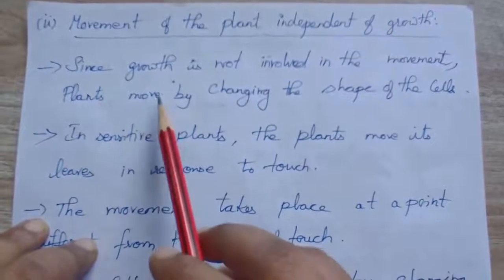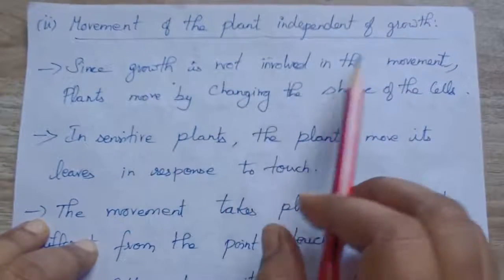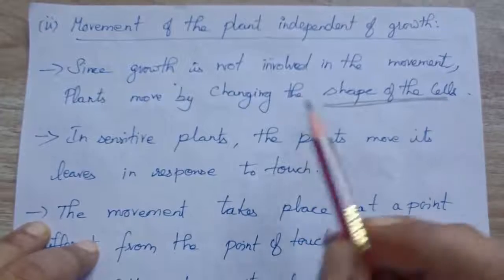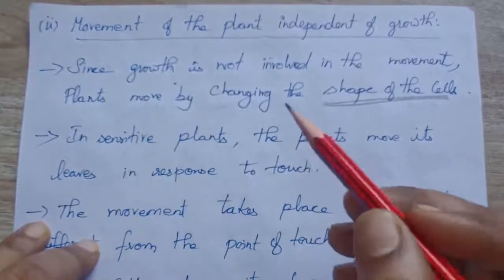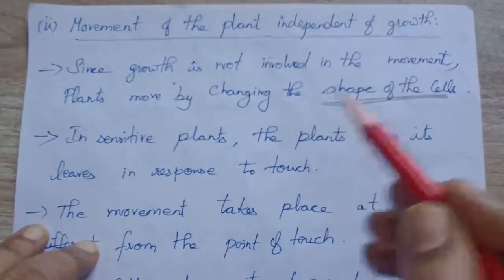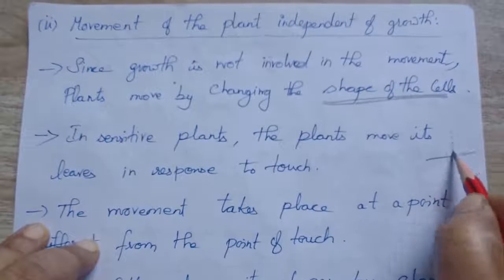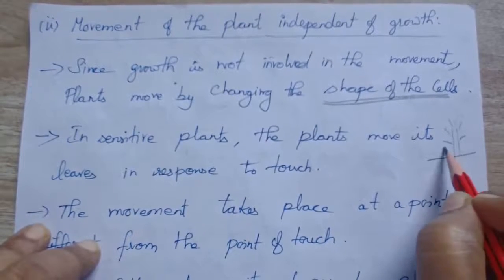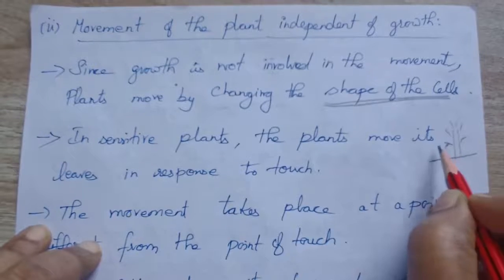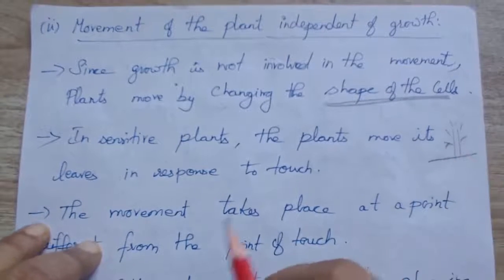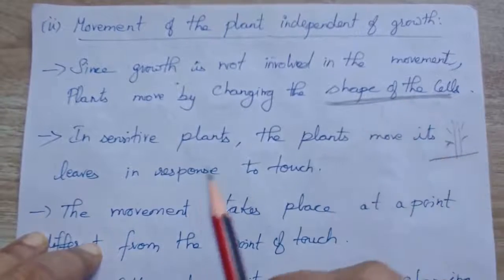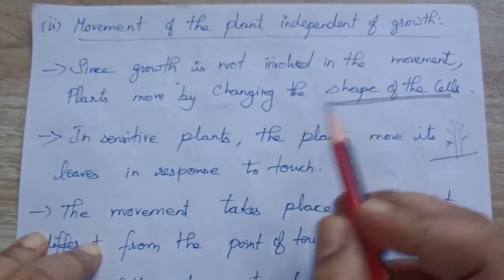Since growth is not involved in the movement, plants move by changing the shape of the cell. How does it show movement? The plant is fixed, stationary, standing here. If I touch this part, it will change the shape of the cell. That means it responds to the stimulus. It is moving. Movement has taken place.